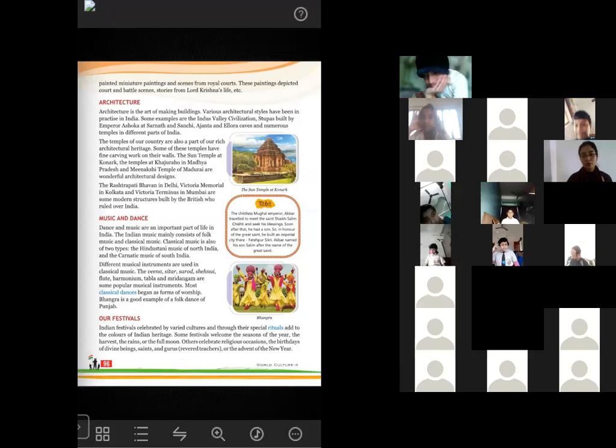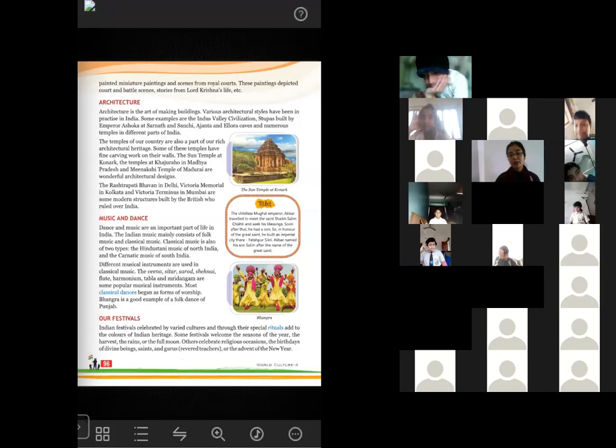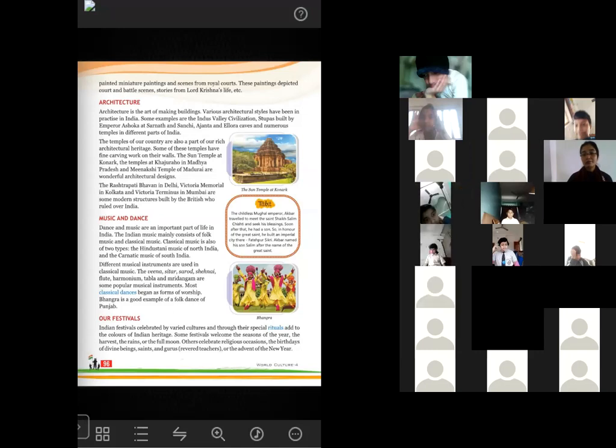So you already know about our Independence Day, Republic Day, Gandhi Jayanti. You all know when we celebrate these festivals, and Diwali is there, Onam is there, Eid is there, and we also celebrate at the same time Christmas, New Year. So we all celebrate all these festivals. You already know it. So this is what is written in this chapter.